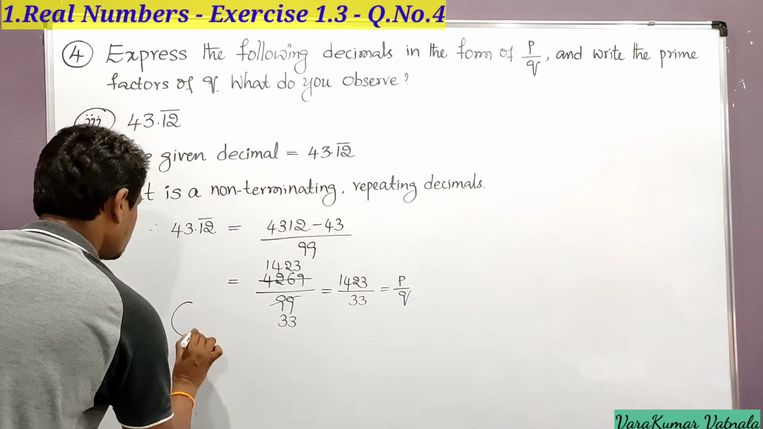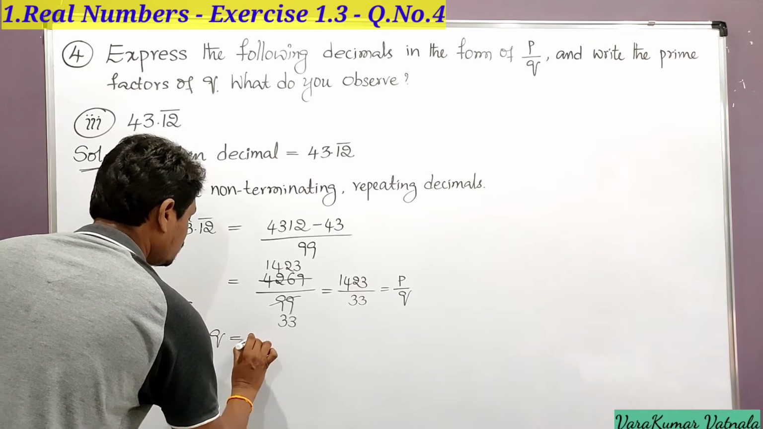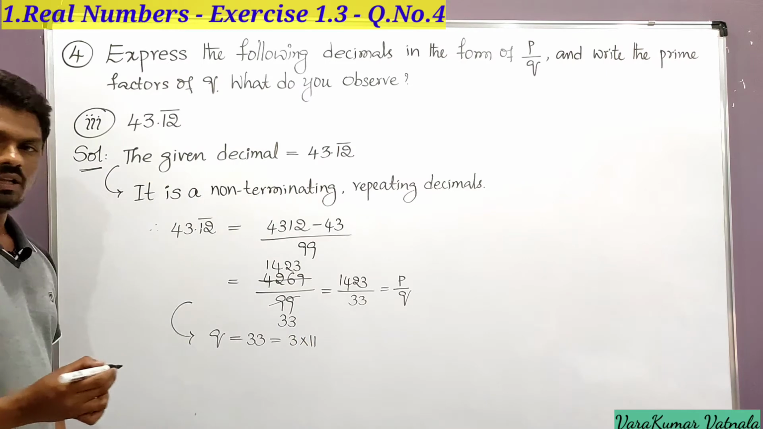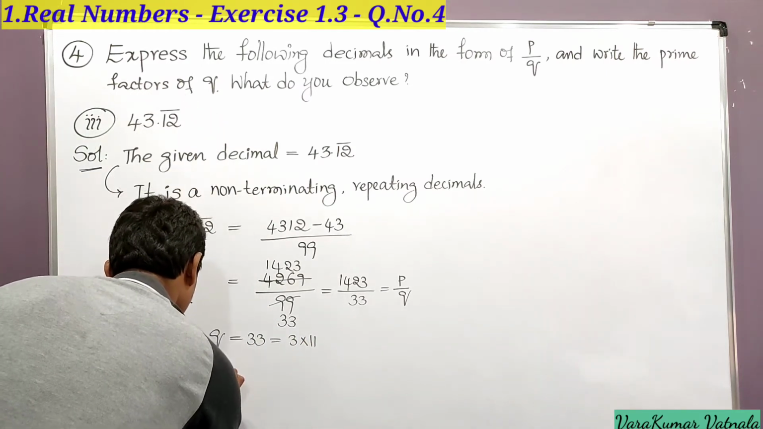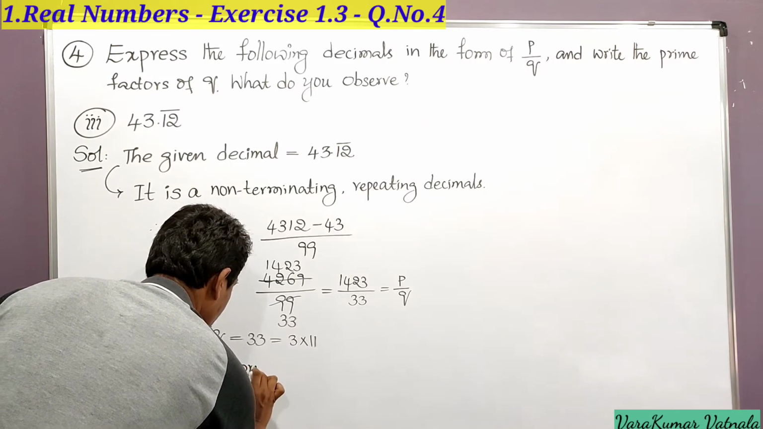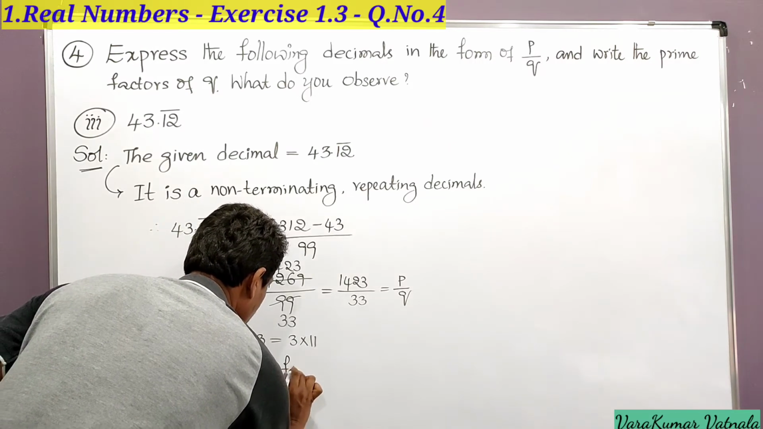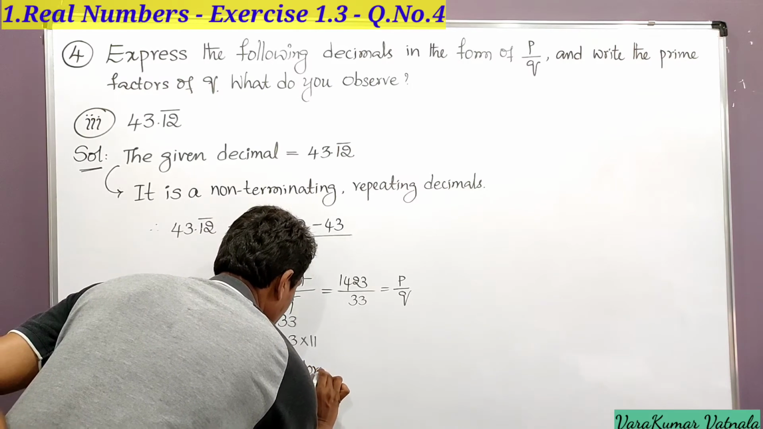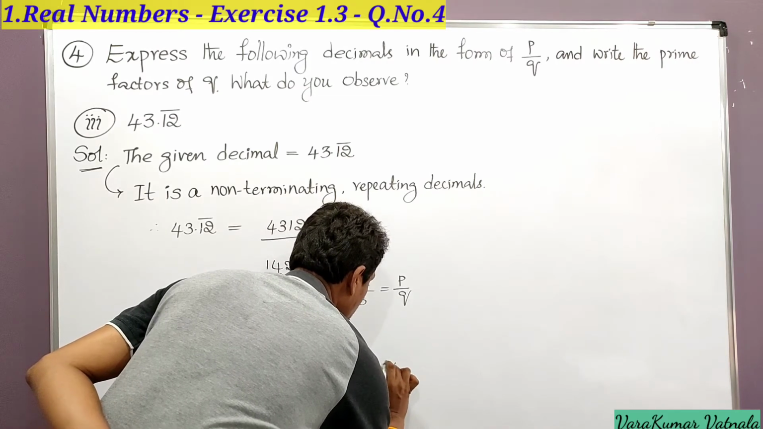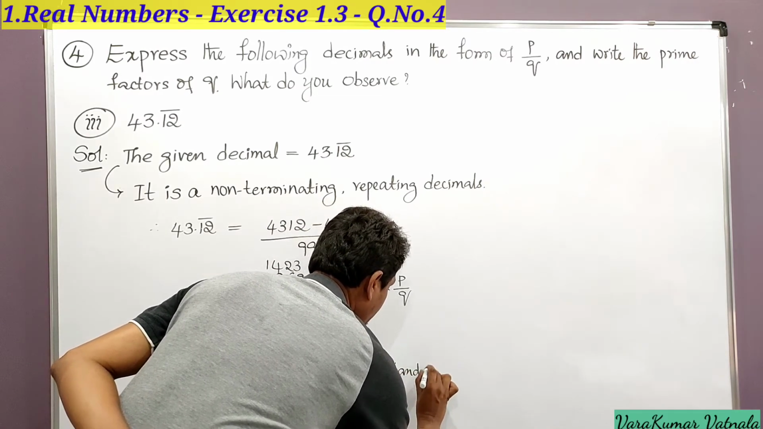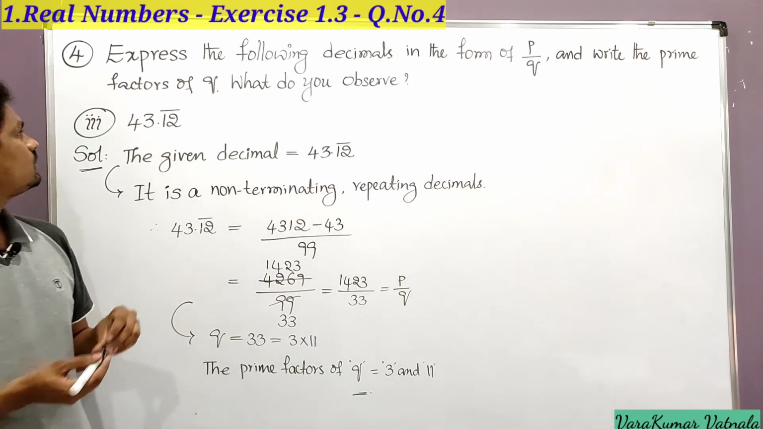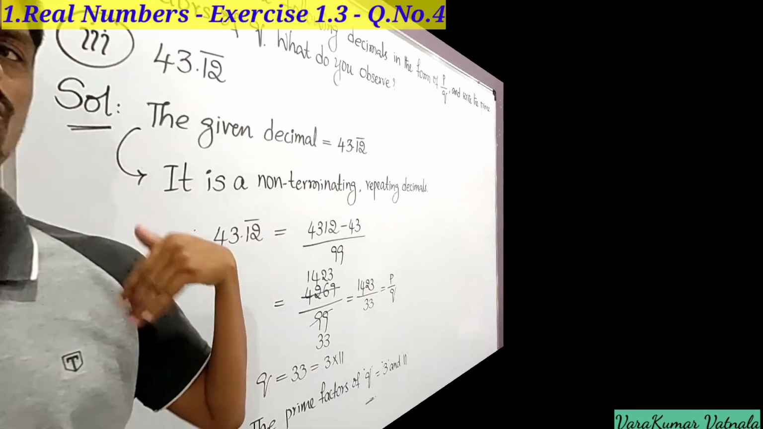Now we have to write q, which is 33. 33 can be written as 3 into 11. Therefore the prime factors of q are 3 and 11. So this is the third bit, student, and next we have to solve the fourth bit in the fourth problem.